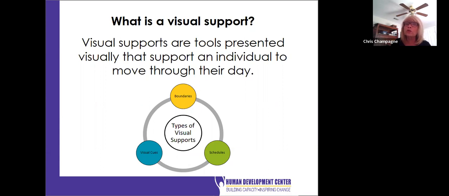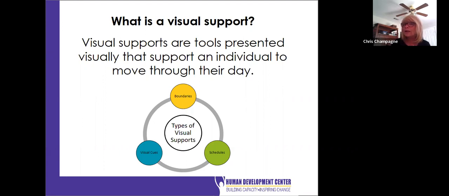Visual supports are tools that are presented visually, and they support an individual to move through their day. And the thing about visuals is that they're space-based, right? You post or put a visual somewhere and it stays there until you remove it, so that someone can reference it as often and as much as they need to get the information they need.